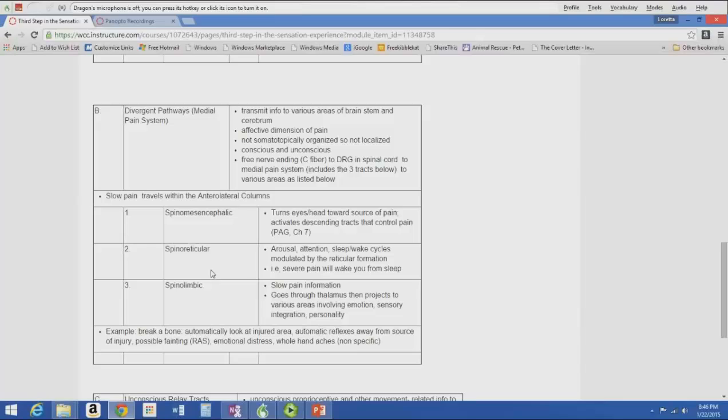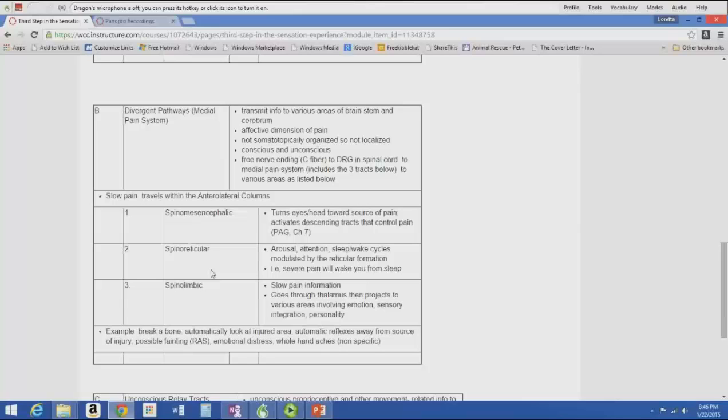You might faint because of the spinal reticular system sending information to the reticular activating system, and it works on your arousal and attention, so it might arouse you so much that it stimulates a vagal response and you faint. Emotional distress because of the limbic system, and the whole, well, this example says whole hand aching, even though I said break your leg. So let's say you broke your arm, your whole hand aches.